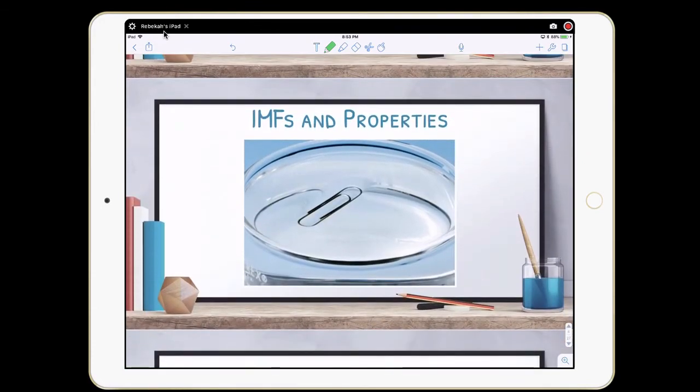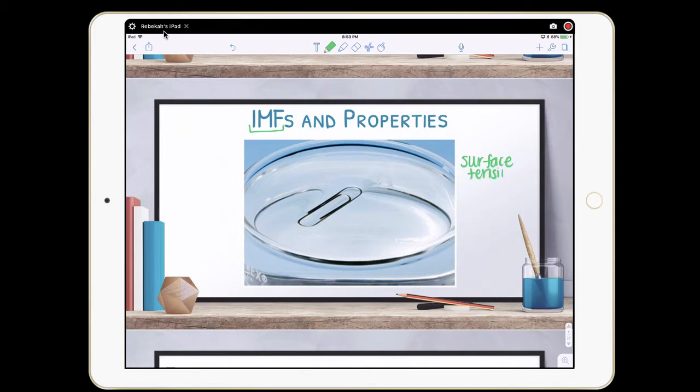So we're going to look at the intermolecular forces. I'm going to call them IMFs, and the different properties. So what is the property you think that's discussed in this picture here? There's a paperclip. It's floating on this water. So this is going to be the property of water to have this surface tension.